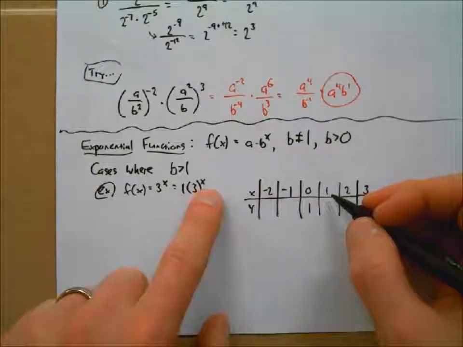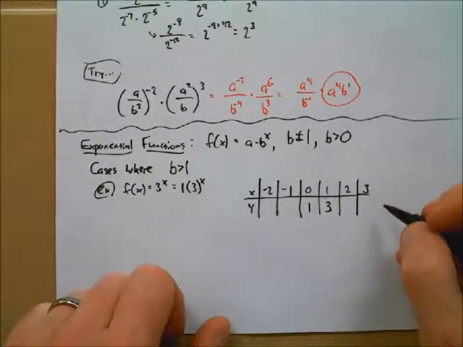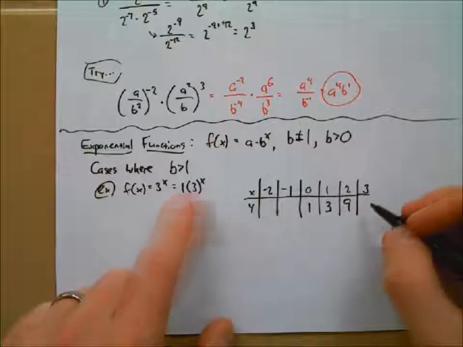3 to the 1 is 3 times 1, so it just gives us 3. Okay, how about 3 to the 2? 9 times 1 will give us 9. 3 to the 3? 27 times 1 is 27.